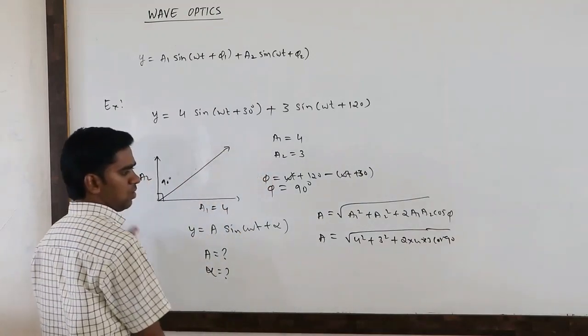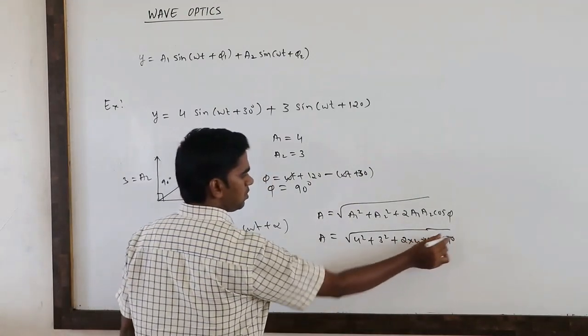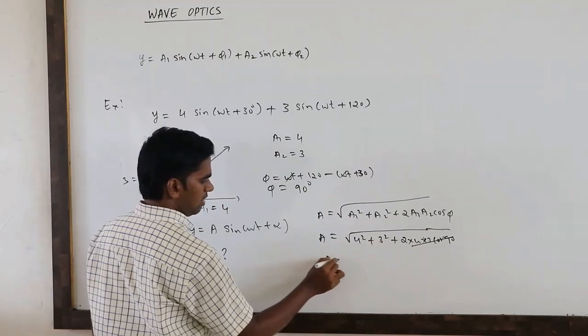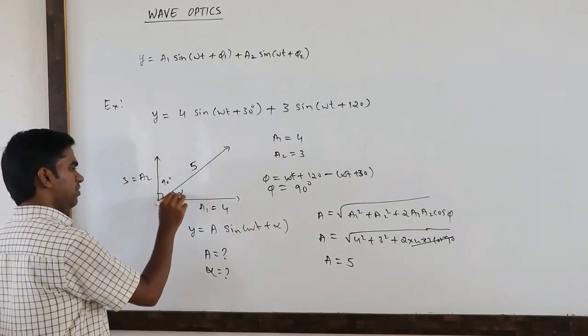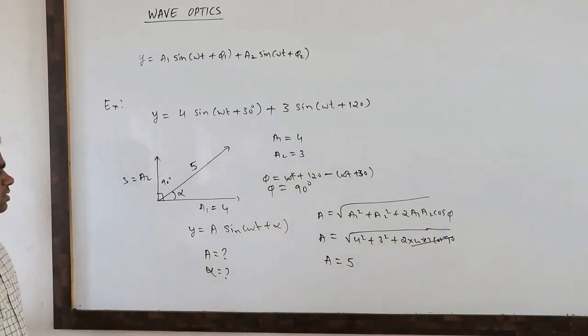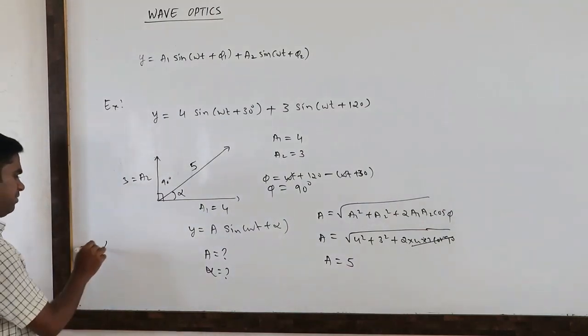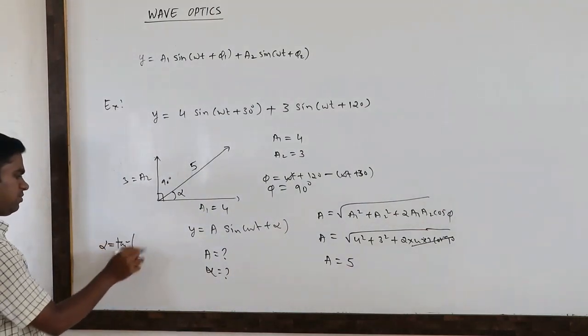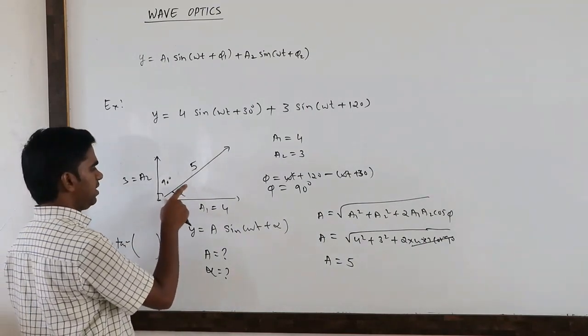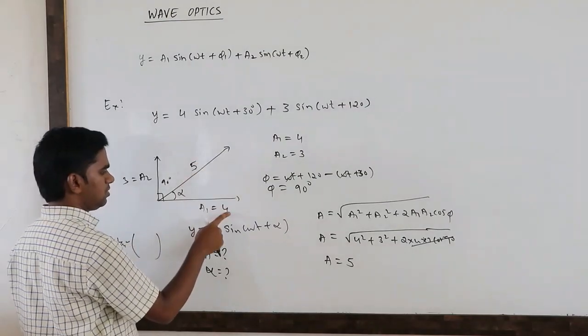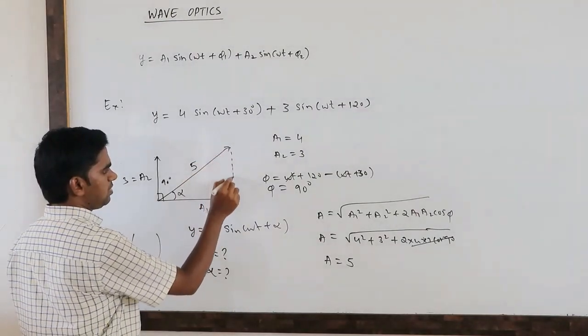Cos 90 degrees is 0, so your a will become 5. And this is your alpha. There is no need to go for alpha equals tan inverse of something. Simply, if this is alpha and this is 5, and this is 4, obviously this angle is going to be 90.